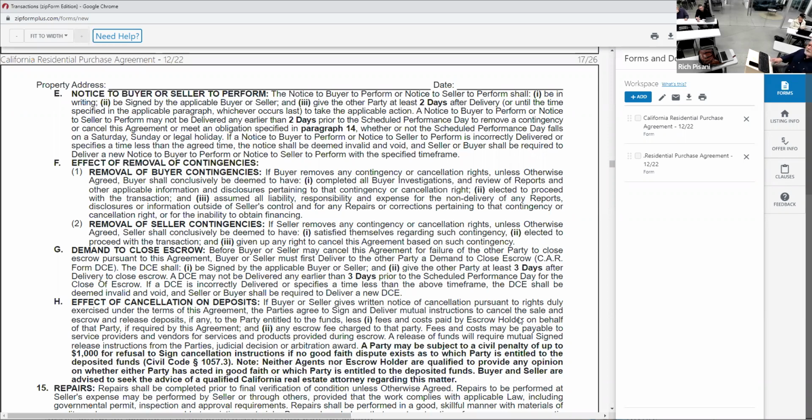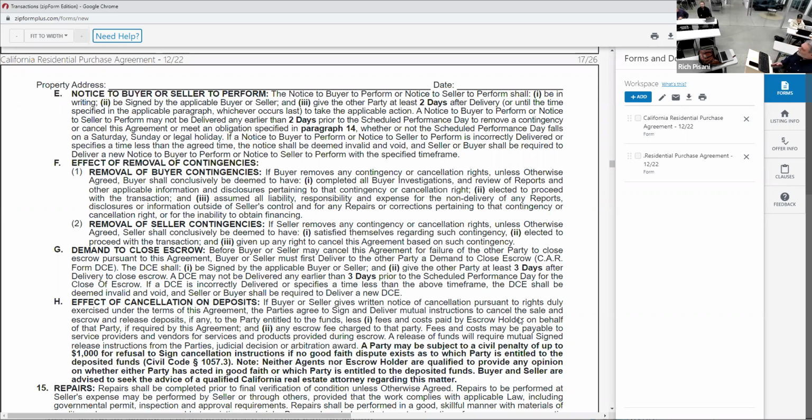Now, giving a notice to perform and giving a demand to close doesn't mean that they have to cancel. It only means that they have the right to cancel. Because a lot of times agents will wait, and it's supposed to close on Wednesday, and they wait until Wednesday to give the demand to close, and then they've lost those 3 days. So now you have to wait another 3 days. Well, then it goes into a weekend. Then you have to wait until, it can't end on a weekend.